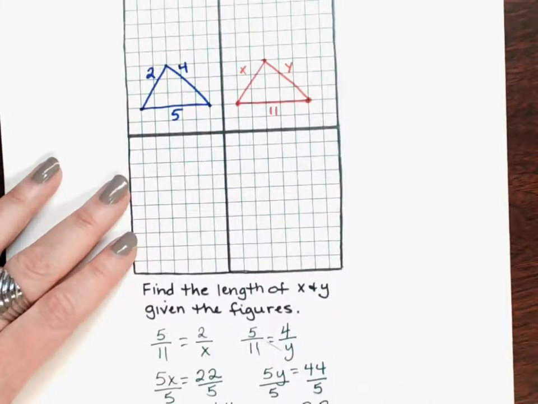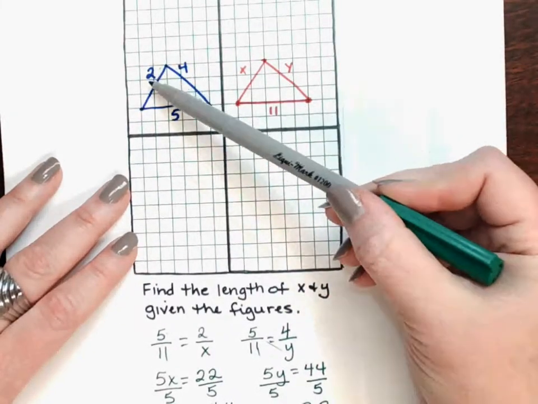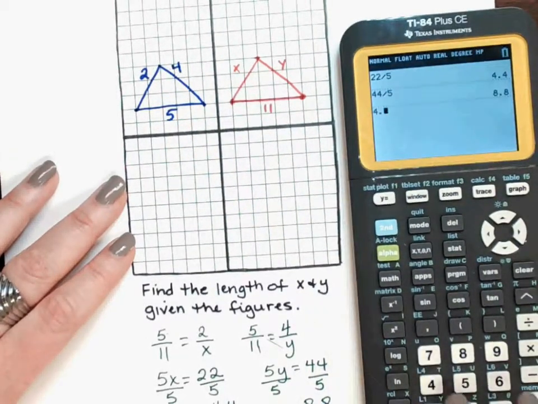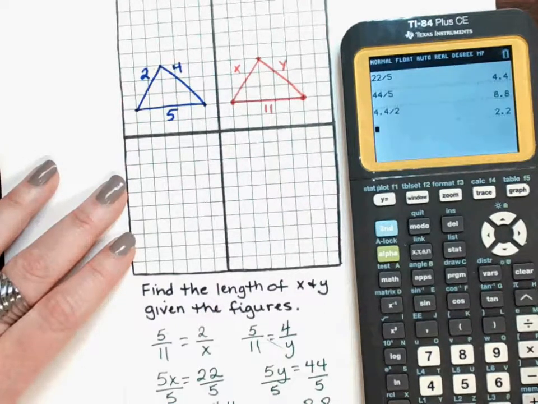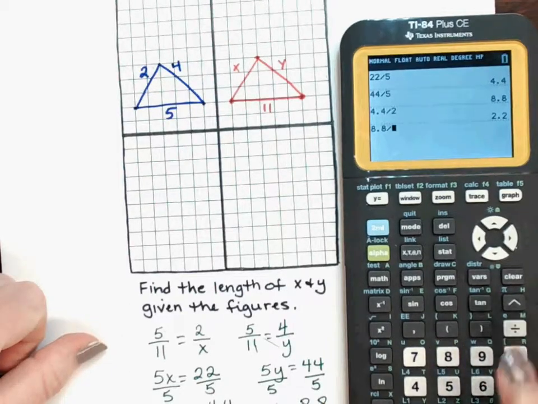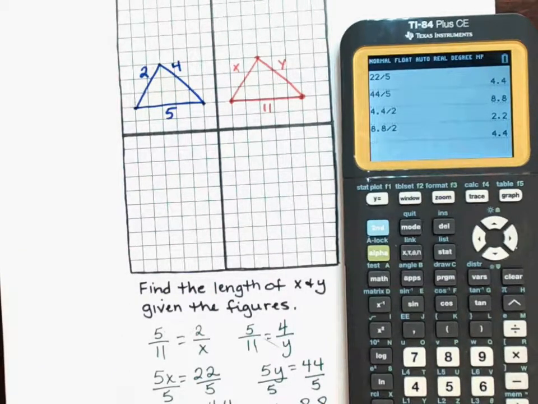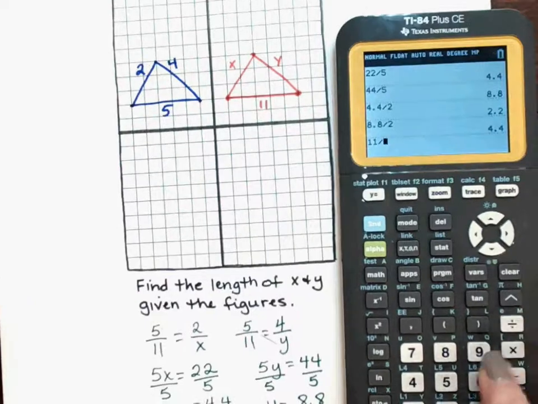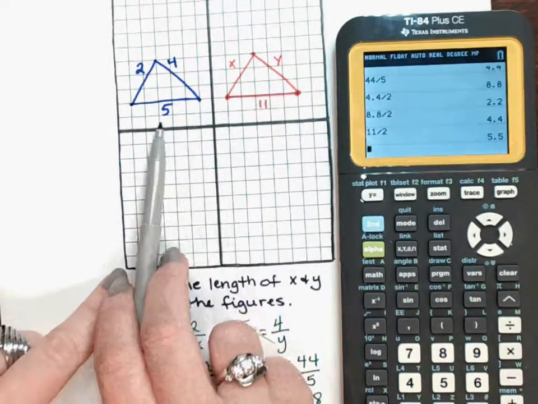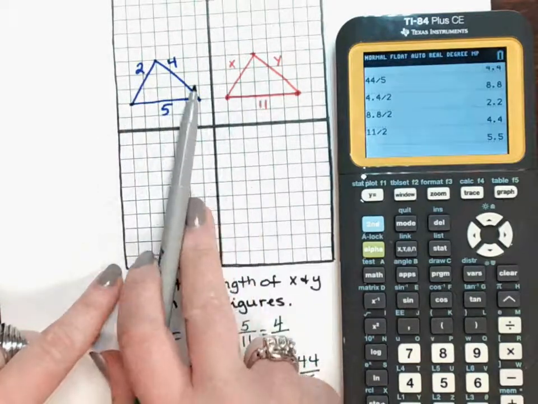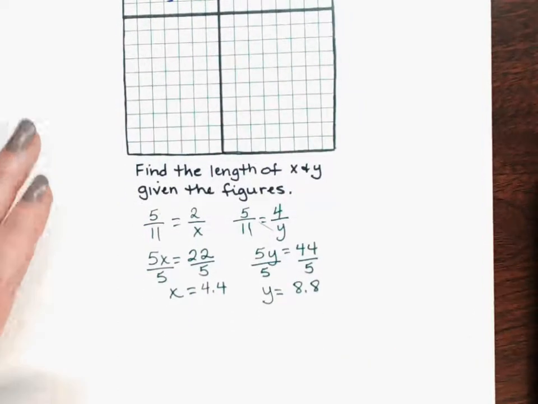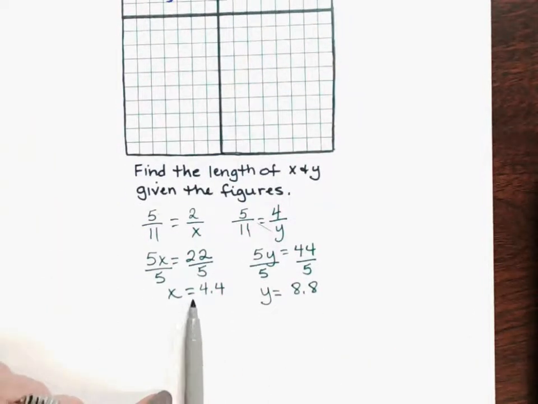Now, if you look at these, I take 4.4 divided by 2, I get 2.2. If I take 8.8 divided by 2, I get 4.4. If I take 11 divided by 2, I get 5.5. So be careful here. You can't just say, well, they are all multiplied by 2.2, because that's not correct. Okay? So your easiest thing to do is to set up a proportion and solve for each side.